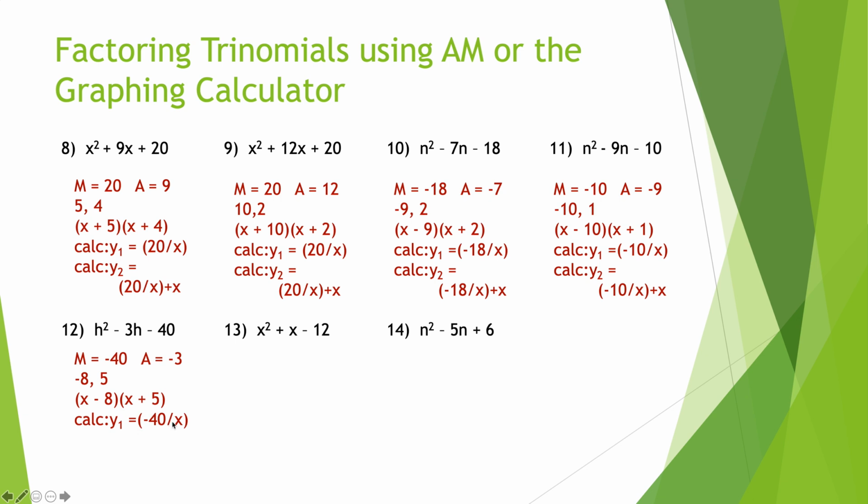Y1 equals parentheses -40 divided by x, and y2 is always the same exact thing, plus x. And then you look in the last column for where it says -3, and if you look in the previous columns, it will say -8 and 5.